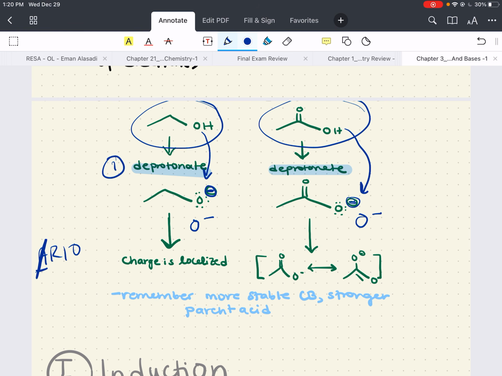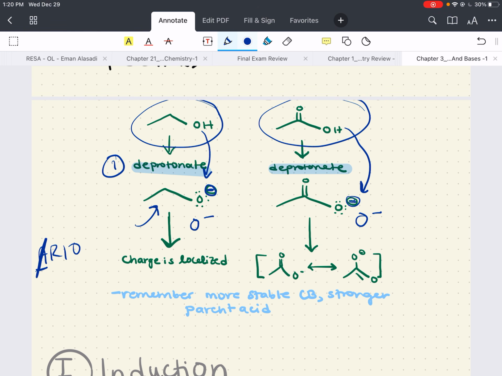So we move on to our next letter, R, resonance. Do the molecules participate in resonance? All right, for this question, well, no, there's no resonance. It's just a negative charge. It's not near a double bond. It's not near anything else. So there's no resonance for this.